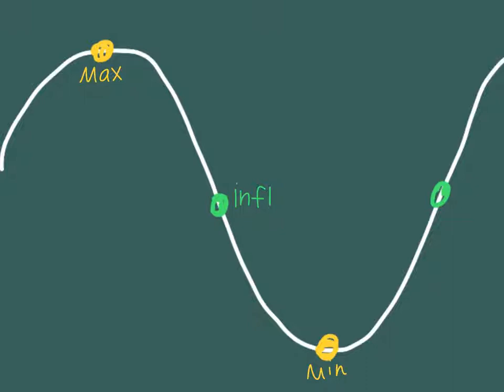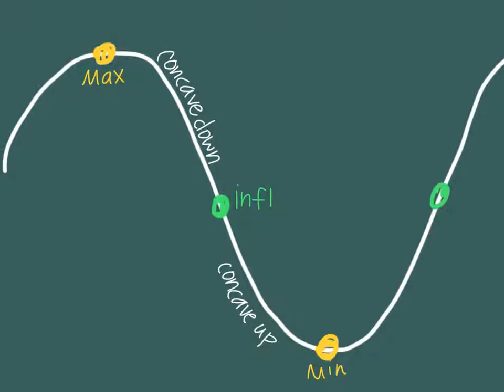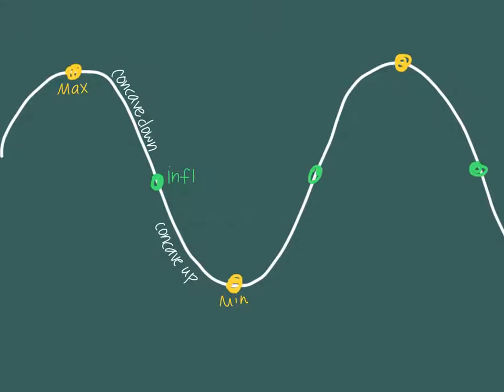So we call this section right here concave down. We call this section right here concave up. It stays concave up until the next inflection point. So this is still concave up.